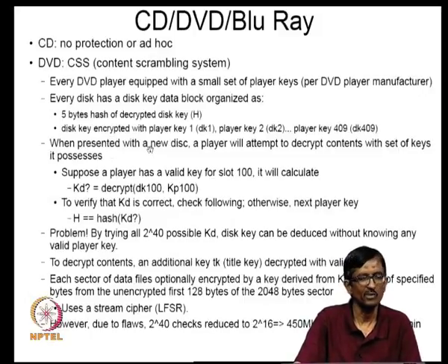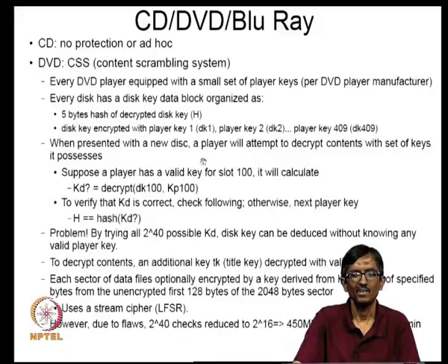When you present a new disk, the player knows which one it is, whether it is key 1 or key 10 or key 100 or whatever. It has a set of them, a few of them, 5, 6, I don't know, whatever. So what it does is it will attempt to decrypt the contents with the set of keys it possesses. Suppose for example the player knows that it has a valid key for slot 100, because I told you there are so many slots, 1 to 409. So it will basically decrypt it and use that.